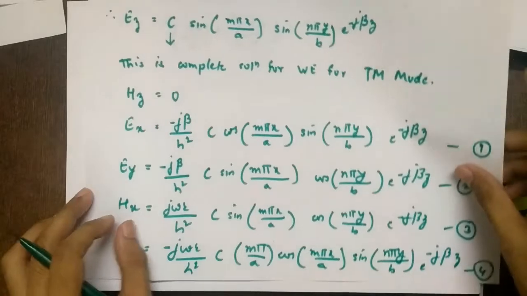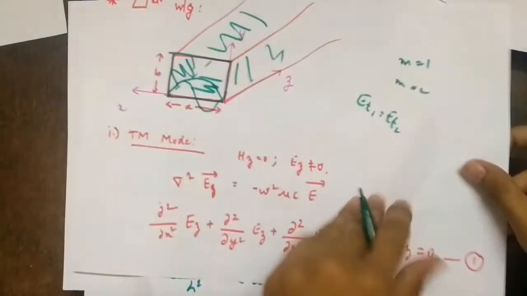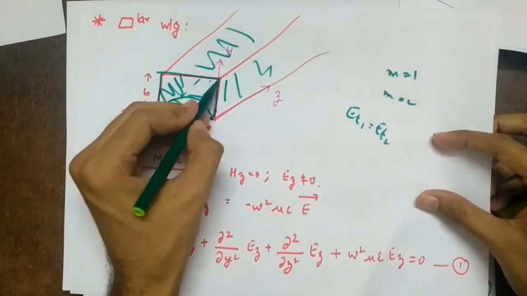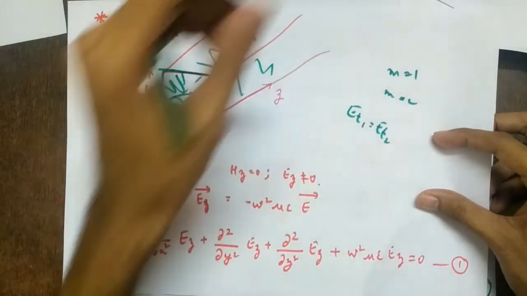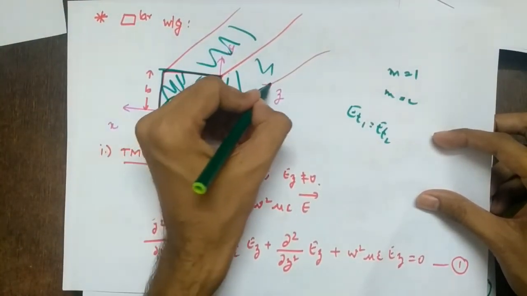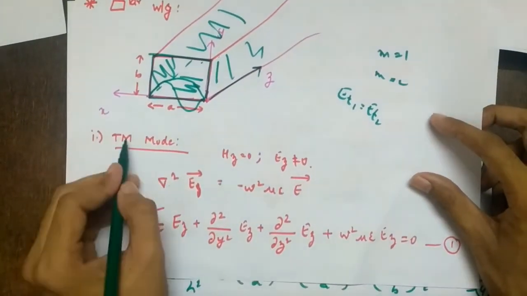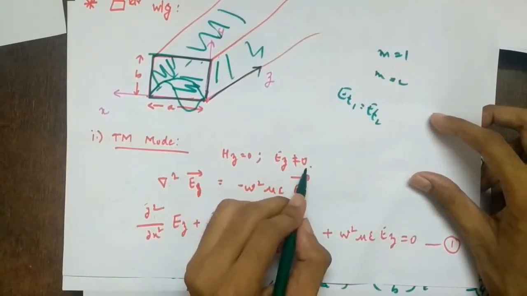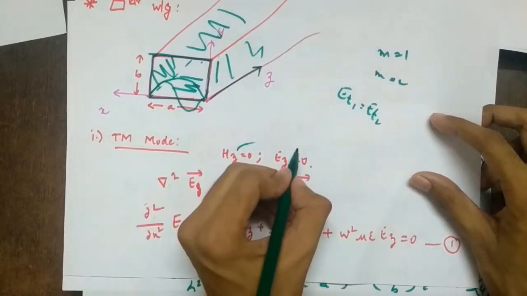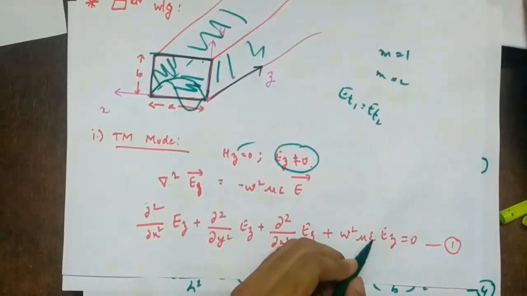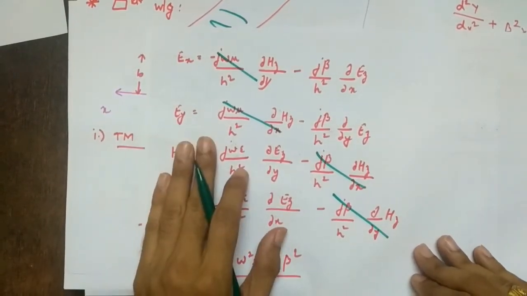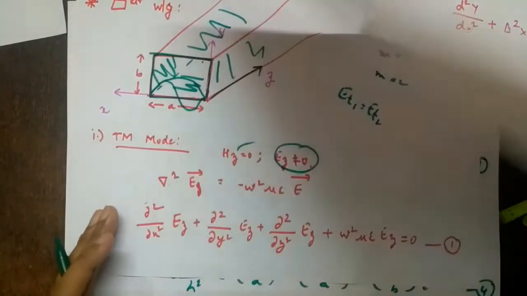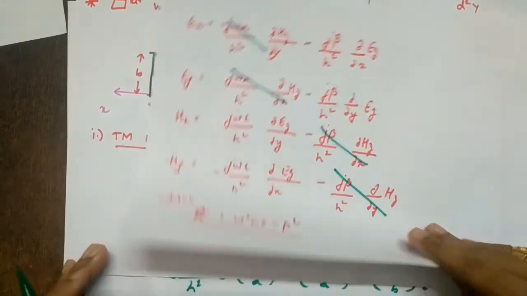Okay, so what we have done, I'll just recapitulate. We started with the new topic, rectangular waveguide. This is the broader dimension a, this is the narrow dimension b, and this is the extent of the waveguide. We have assumed the wave is propagating in z direction. For TM mode, Hz is 0, Ez is not 0. So we have to find Ez. Ex, Ey, Hx, Hy we already know from the general approach, which I have not taken. These are direct equations. I have not taken them because it is not in the syllabus.